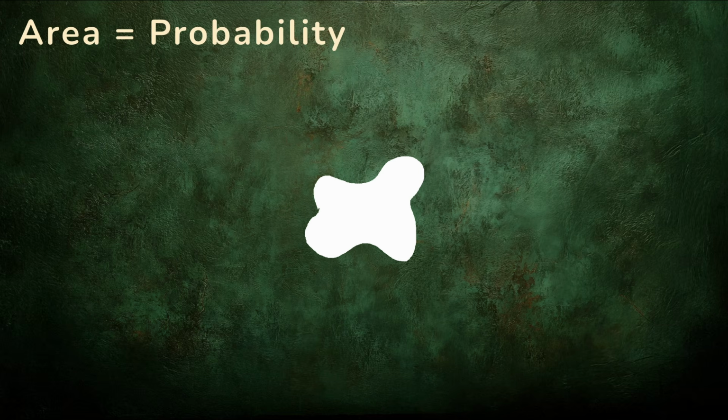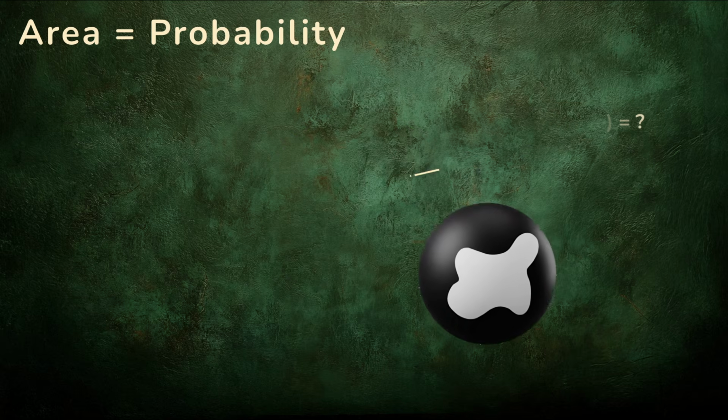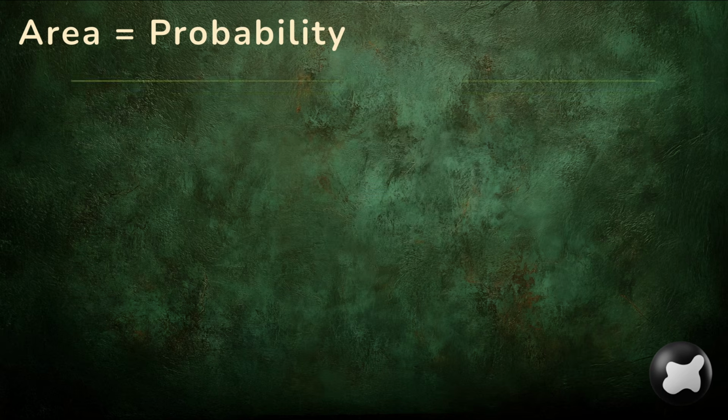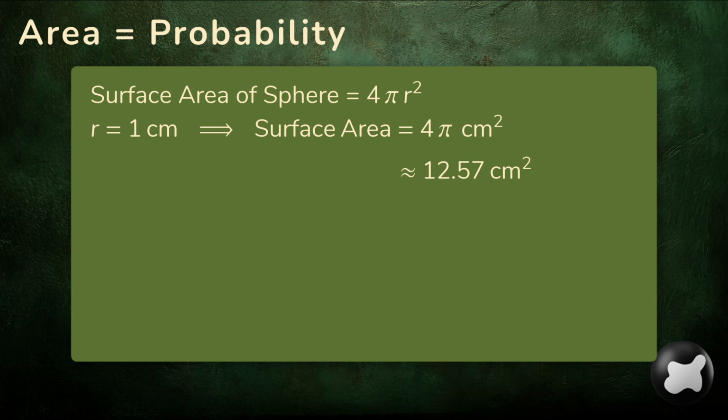Suppose you draw a squiggly region on the marble and paint it white, leaving the rest black. What's the probability that a white point ends up on top? First, we need 2 things, the area of the squiggly region and the surface area of the sphere. The formula for the surface area of a sphere is 4 pi r squared, where r is the radius of the sphere. Let's assume the radius is 1 centimeter, so the surface area is 4 pi centimeters squared, which is about 12.57 centimeters squared. Suppose the area of the white region is 3 centimeters squared.